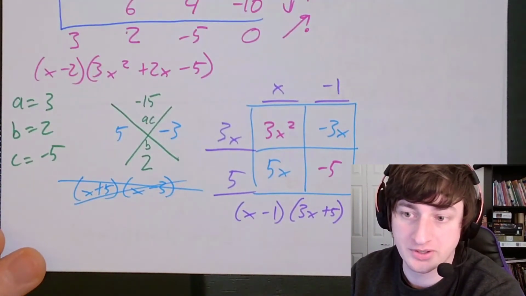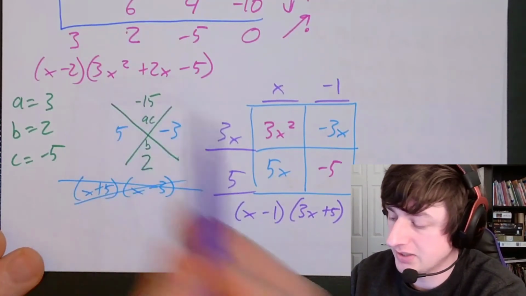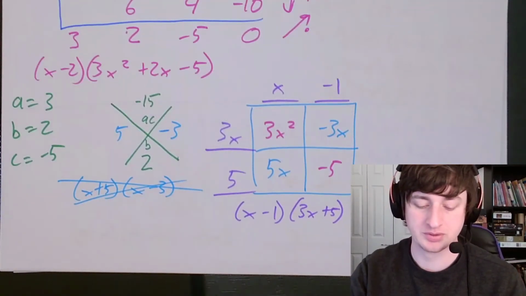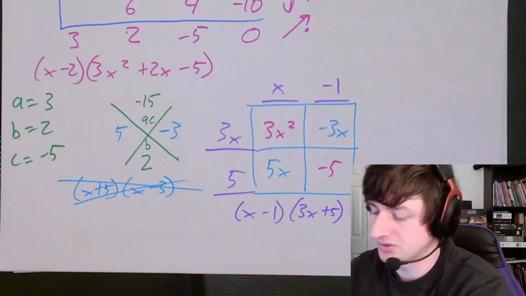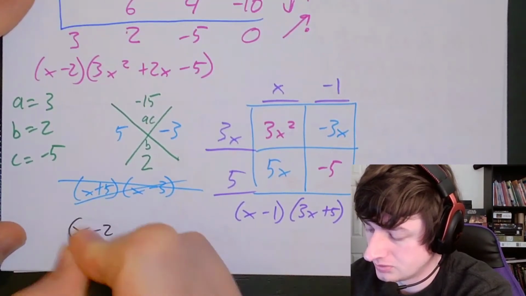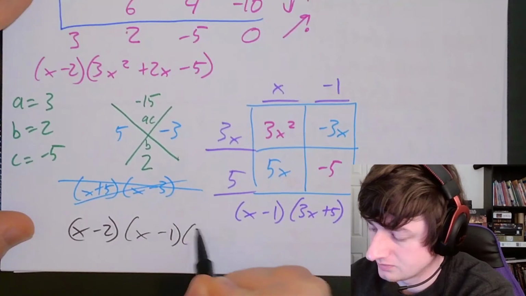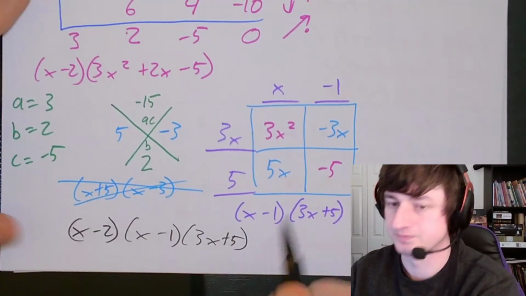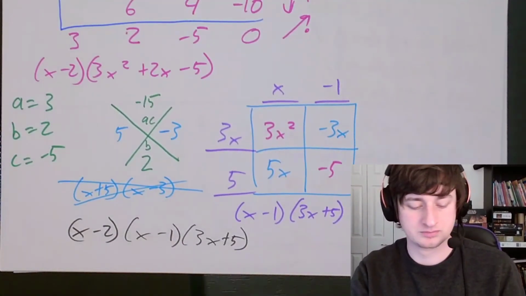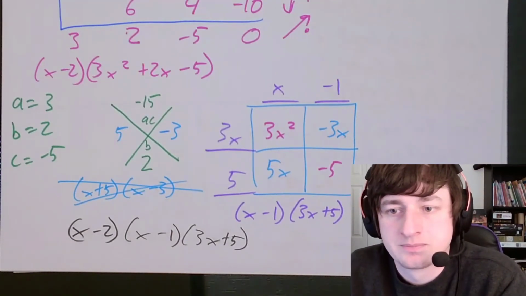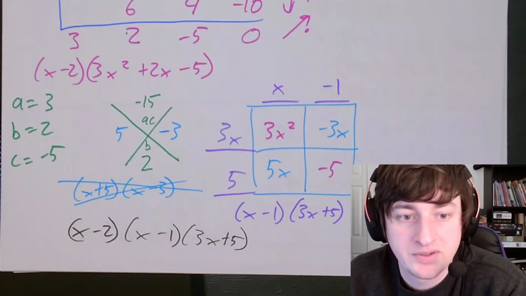Now, that's not our answer, because that just factored this quadratic. The answer includes the x minus 2. So our final answer is x minus 2 times x minus 1 times 3x plus 5. And that's it.